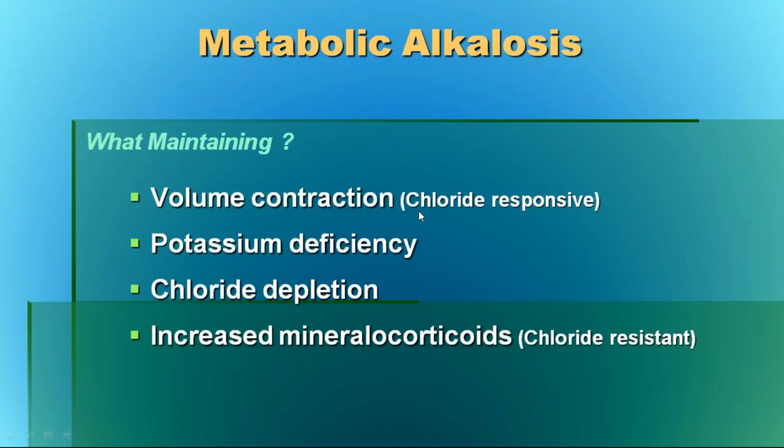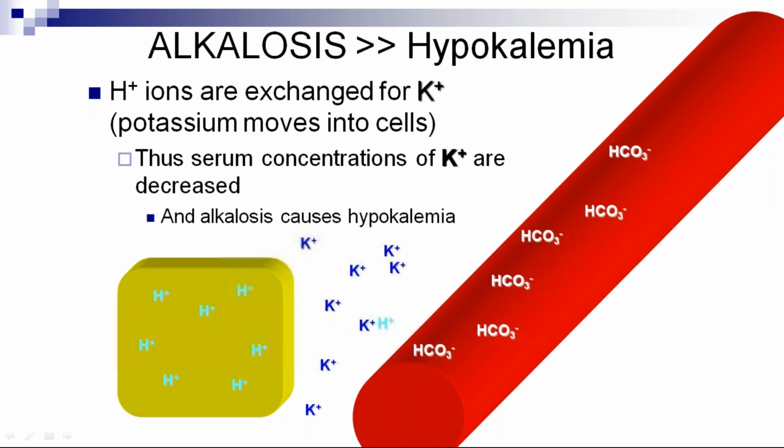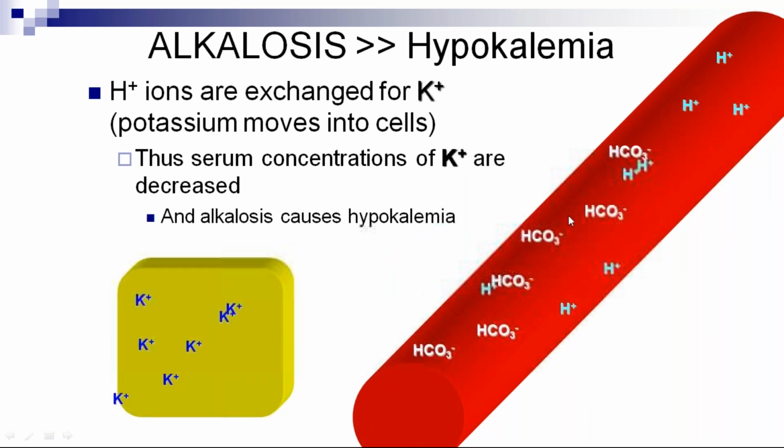So when you are considering what is maintaining it, is it chloride responsive or not? If there is a potassium deficiency, they won't respond unless you treat it. Is chloride actually lost? Increased mineralocorticoid, chloride resistant is there. These are things you have to consider. As I said, whenever there is an alkalosis, hydrogen ion moves out as a compensatory response, but inside the cell, the hydrogen ion comes in, trying to correct the acid-base balance. When alkalosis has happened, whenever hydrogen is coming out to compensate the bicarbonate, the little potassium in the extracellular fluid goes inside the cell. So relatively, a hypokalemia has happened. This is how hypokalemia is caused.